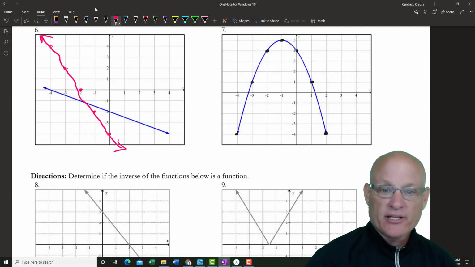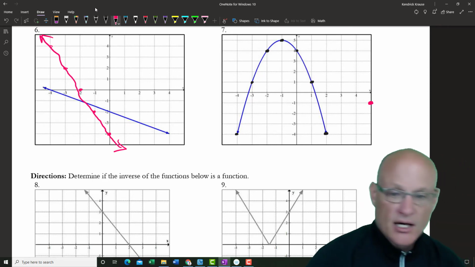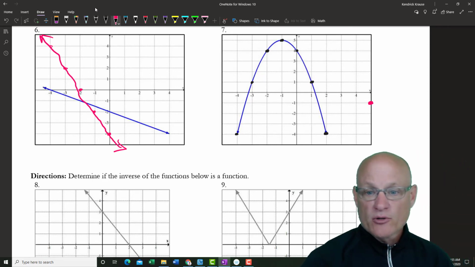All right, so this point here is (-1, 5), so (5, -1). Oh, I switched it on the graph. (0, 4), so (4, 0). (-2, 4), so (4, -2). (1, 1), so (1, 1). And (-3, 1), so (1, -3). (2, -4), so (-4, 2). And (-4, -4), so (-4, -4).